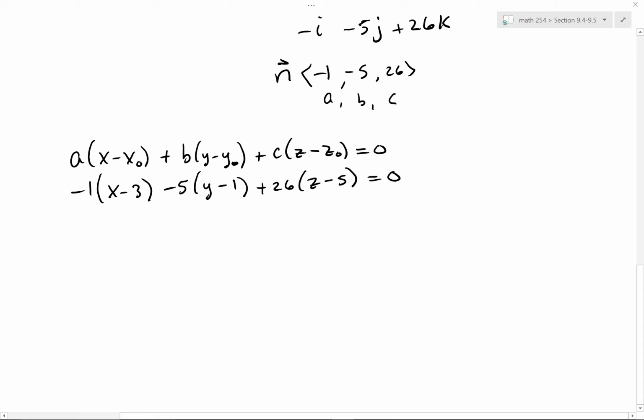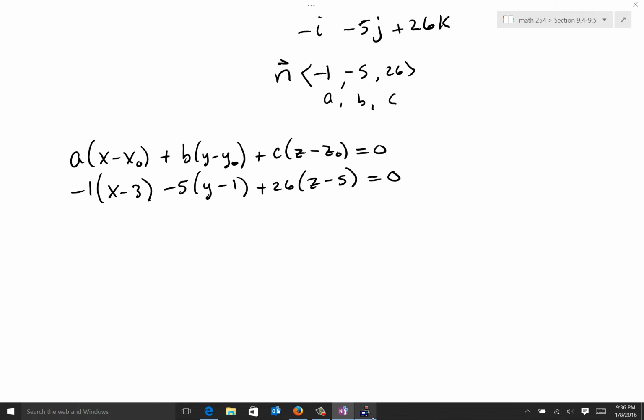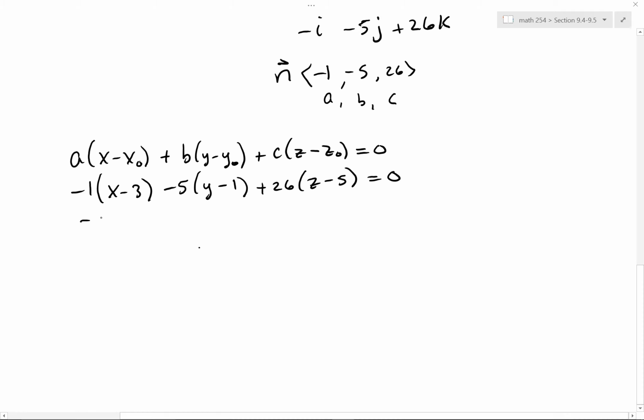Now, can I distribute that mess out? Yes. Do I want to do it by hand? Well, I will this time.